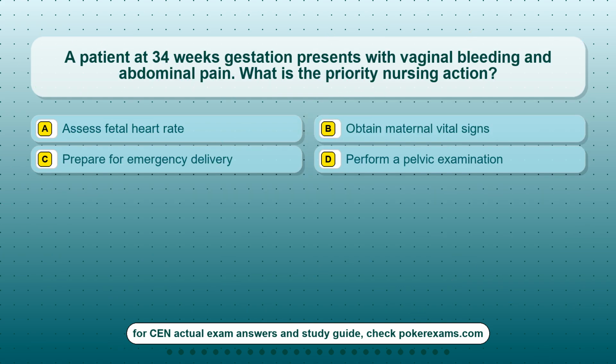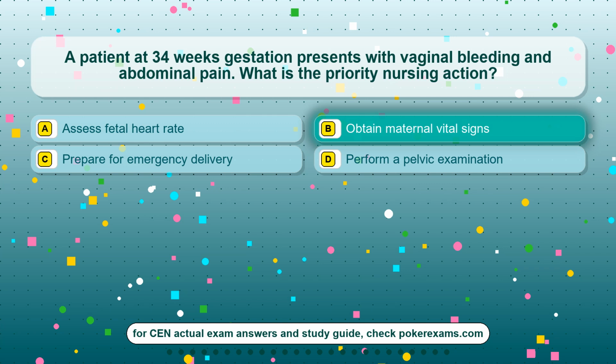Question 23. A patient at 34 weeks gestation presents with vaginal bleeding and abdominal pain. What is the priority nursing action? Option A, assess fetal heart rate. Option B, obtain maternal vital signs. Option C, prepare for emergency delivery. Option D, perform a pelvic examination.